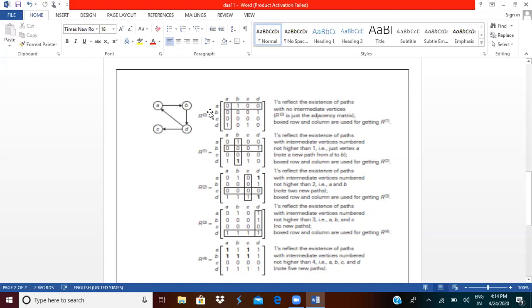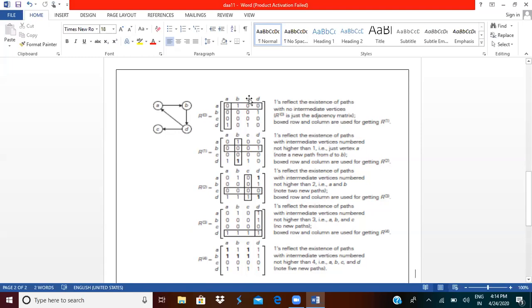So in the first step, what I will do is, I will just write down the adjacency matrix and I'll mark the first column and first row. Am I clear with this step? Yes, sir. I'll write down the adjacency matrix, I'll mark the first row and I'll mark the first column.